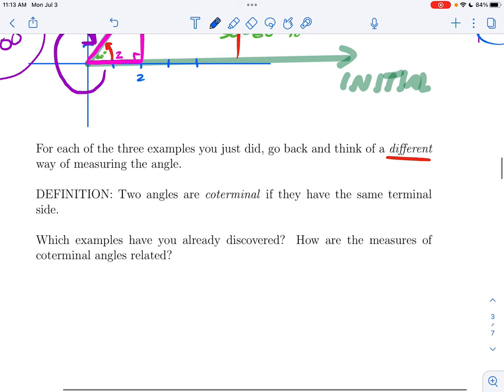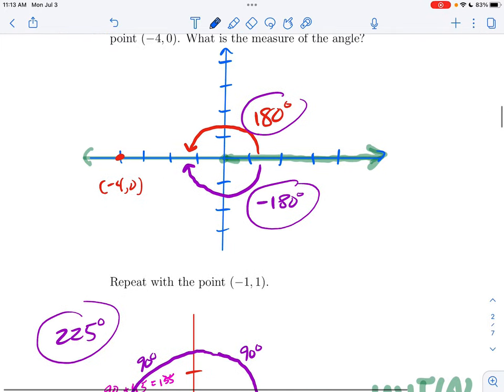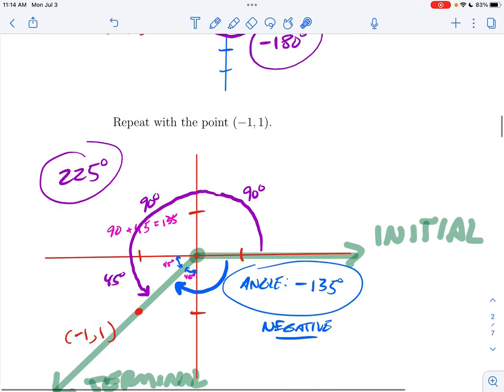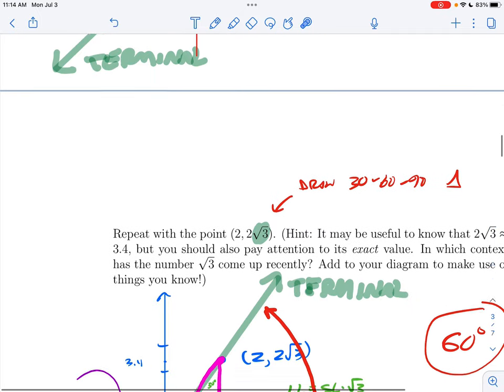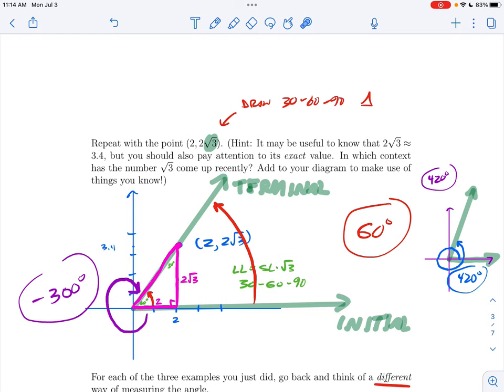So this leads us to this definition of what's called coterminal. Two angles are coterminal if they have the same terminal side. We've already seen examples of this. Here, 180 degrees, negative 180 degrees, they lead us to the same terminal side of the angle. So those are coterminal. Negative 135 degrees or positive 225 degrees, they lead us to the same terminal side of the angle. These are coterminal angles. Over here, 60 degrees or negative 300 degrees or 420 degrees, they lead us to the same terminal side of the angle. Those are coterminal angles.